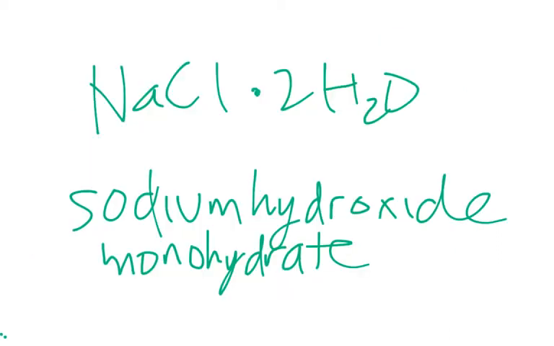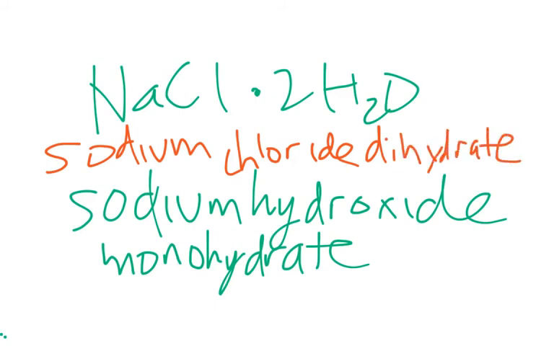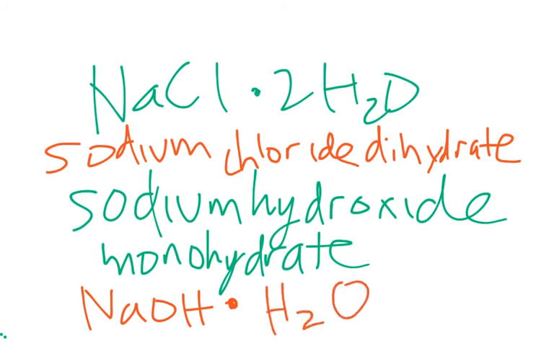So now let's do one more practice example, or maybe two. So let's try naming this one. This one will be sodium chloride dihydrate. Now this one we have to convert the name into the chemical formula. So sodium hydroxide is NaOH, and monohydrate is just, well, it's just 1H2O, or you could just write H2O and omit the 1 since it's implied.